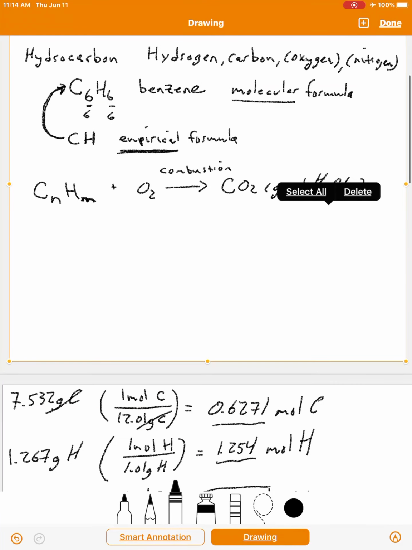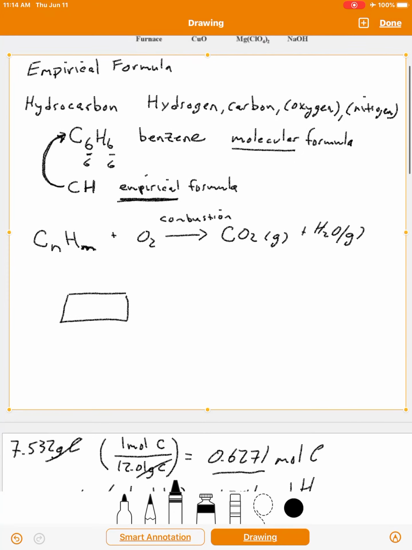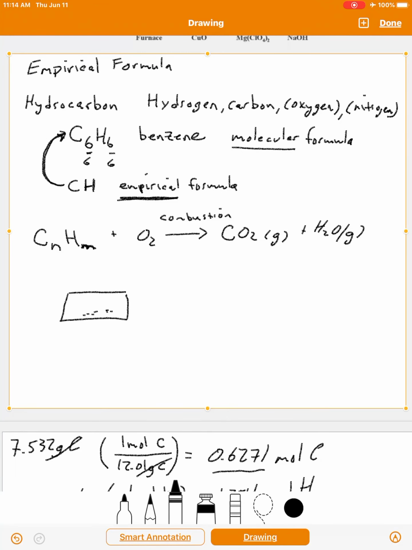So here's the idea essentially. You have this trap which might just have magnesium perchlorate. So this is the water trap.